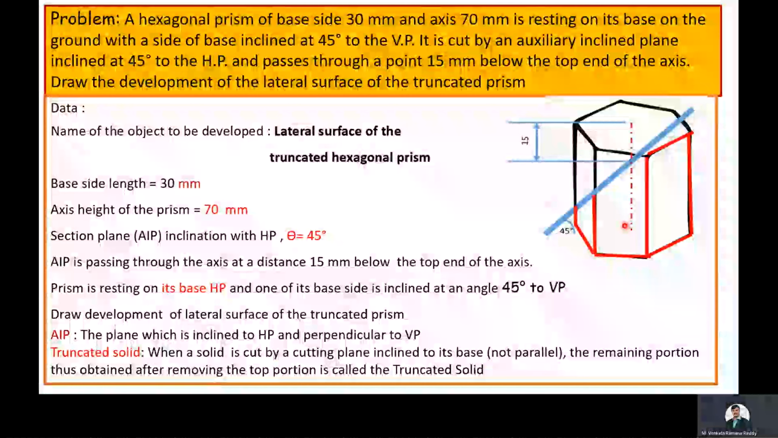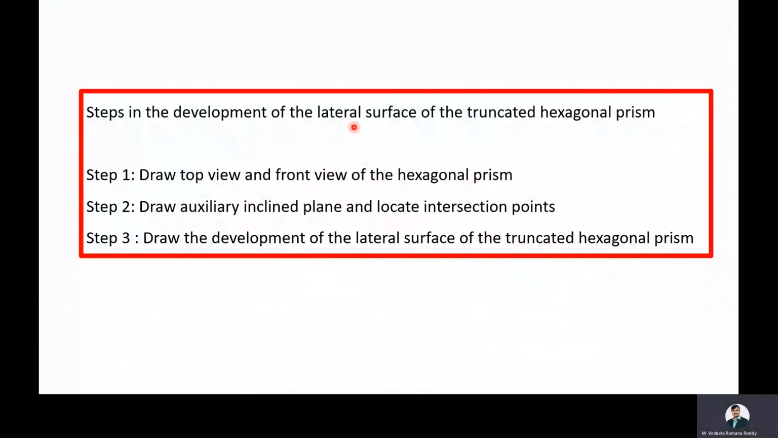In the present problem, we need to develop the lateral surface of the truncated hexagonal prism. For the development of the lateral surface of the truncated hexagonal prism, we are following three steps. Step 1. Draw top view and front view of the hexagonal prism. Step 2. Draw auxiliary inclined plane and locate intersection points of the auxiliary inclined plane with face edges and base edges of the hexagonal prism.